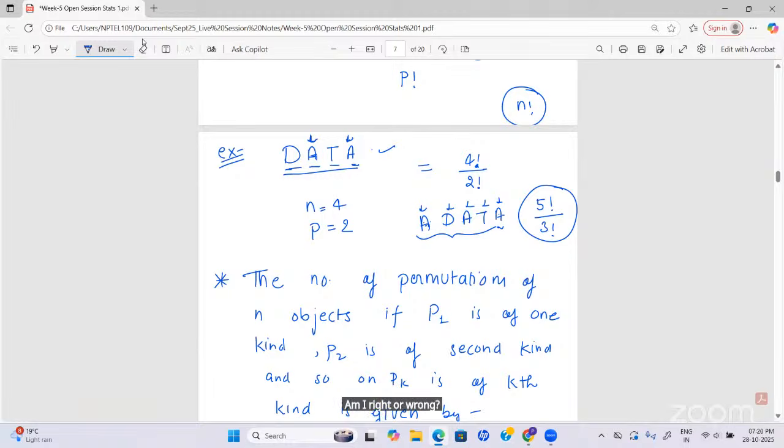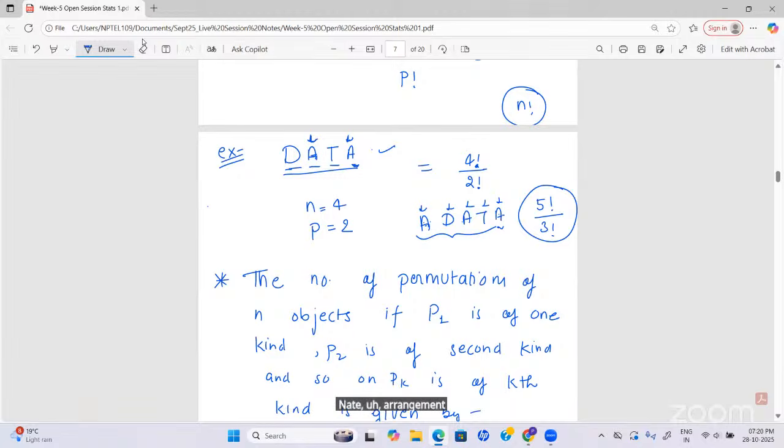3 raised to power 4. But what is your exact question? My question is about arranging the letters. First of all, I want to know, is the answer right or wrong? See, what is the exact question? Then only I can tell the arrangement.